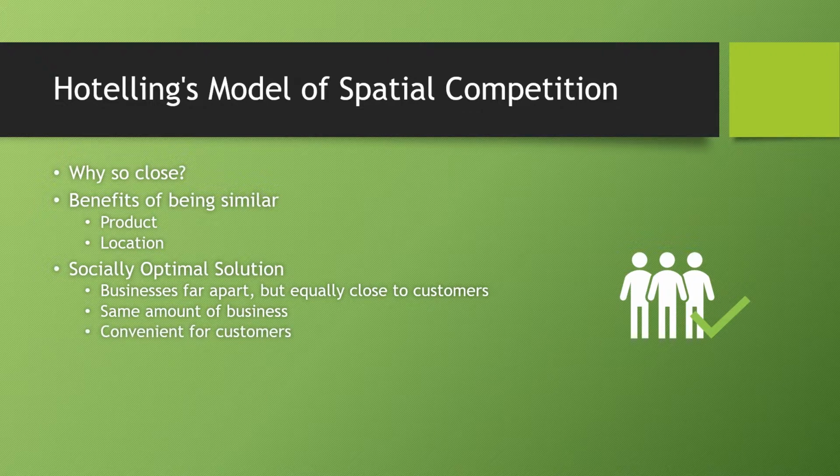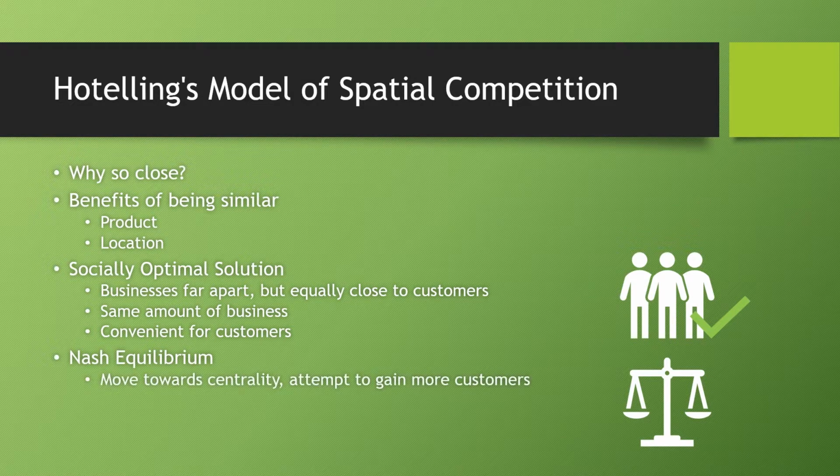Because that's not how businesses think, they move toward Nash equilibrium. They would want more market share and attempt to move to a more central location and become the closest option for the most amount of people. As each business does this, they wind up closer and closer together until they're practically right next door.